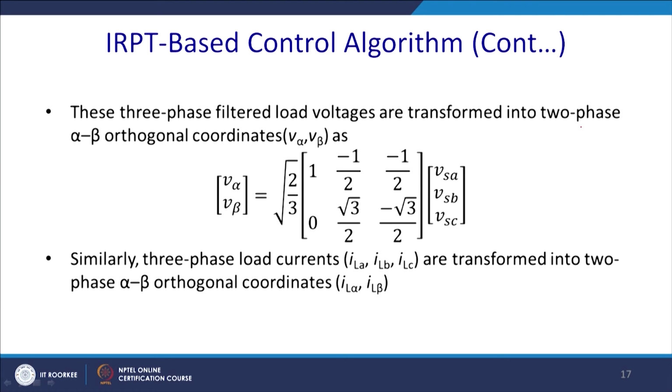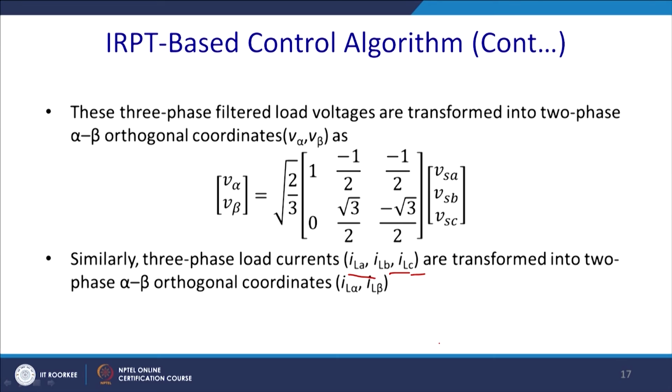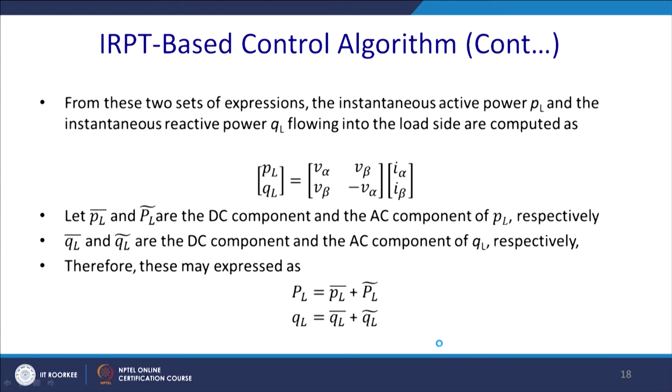So, we can write down the matrices. The 3-phase filtered load voltage is transformed into the 2-phase alpha-beta orthogonal coordinates. So, V alpha-beta equals root 2 by 3 times this transformation matrix, multiplied by VA, VB, VC. Similarly, we can transform the current. The 3-phase load currents ILA, ILB and ILC are transformed into the alpha-beta pair, I alpha and I beta. Thus the expressions can be written in this way.